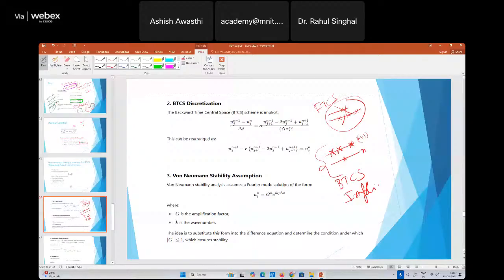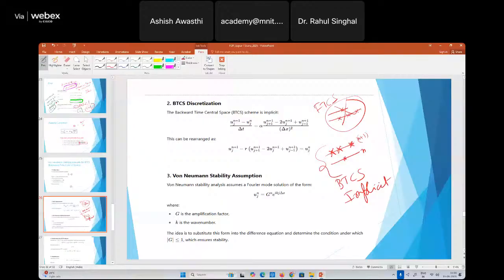Implicit scheme means that you cannot find out u n plus 1 directly. So you have to use a system of equations, something like Ax equal to b. Through that you can calculate the solution, isn't it? So this will use more computational effort compared to the FTCS. With FTCS, you don't need much effort, but here you need the effort. Solving this always requires a computer. Otherwise, by hand it will take a lot of time. But FTCS you can do by hand calculation also. So computationally, FTCS needs less effort, but BTCS needs more effort, or explicit needs less effort, implicit needs more effort.